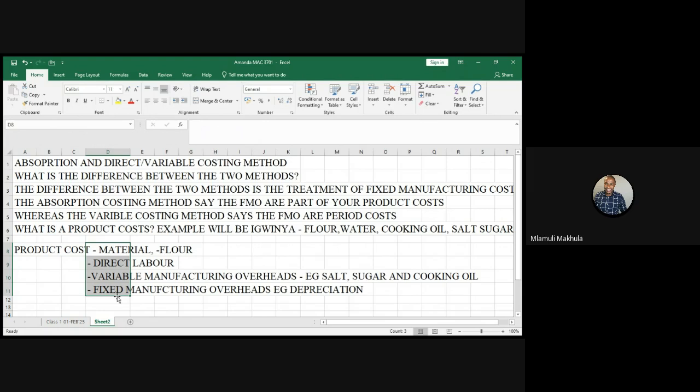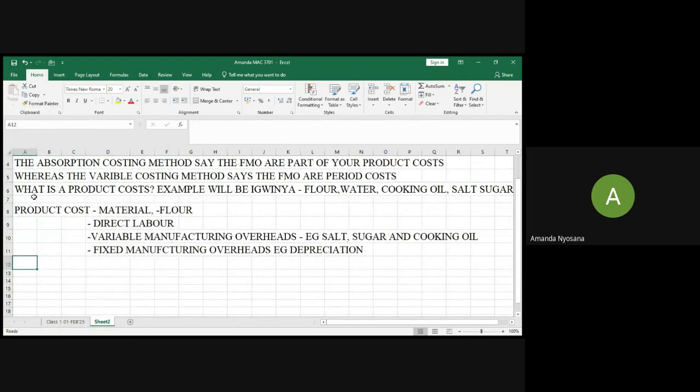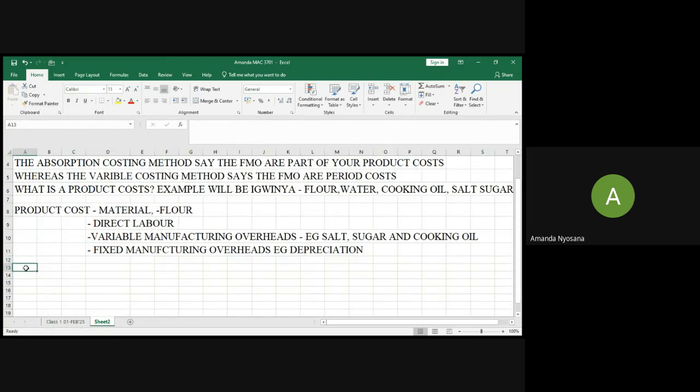So now, another term that we need to explain. Before we go, I have a question. Not a question, a problem. Please ask. If we say fixed manufacturing overheads, for example, the salary of a supervisor, then what happens with the salary of the people who are doing the actual product, the direct labor?